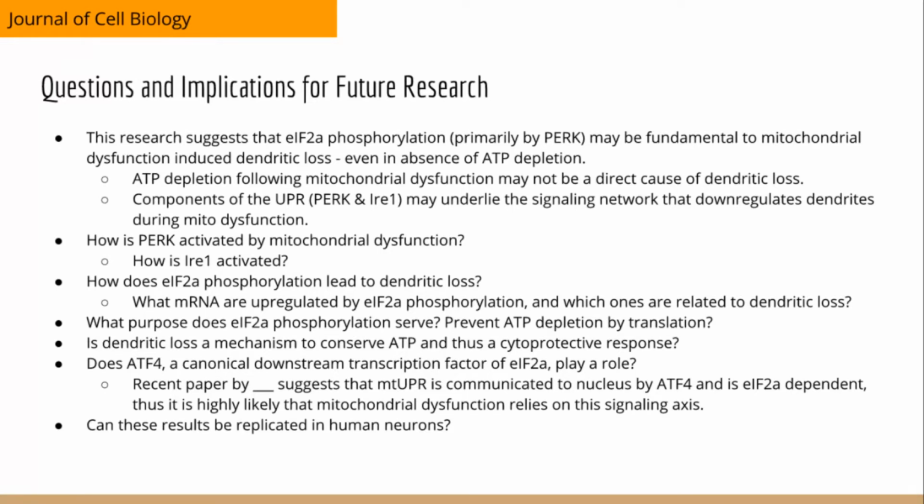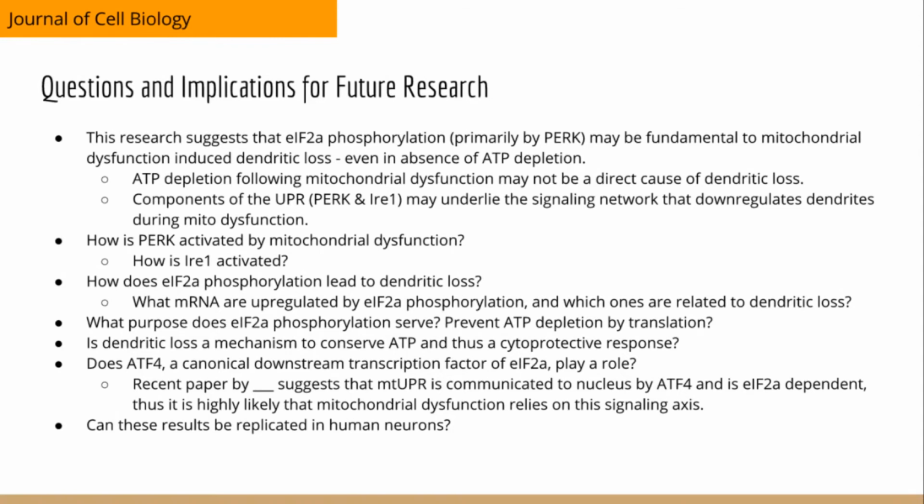Does ATF4, the canonical downstream transcription factor of eIF2a, play any role here? So I was stunned the authors didn't actually investigate this. ATF4 is a transcription factor activated by eIF2a phosphorylation because it's only translated by alternative open reading frame translation. In fact, a recent paper by Quiros et al., published just 3 months before this paper, found that ATF4 was the primary transcription factor that communicated the mitochondrial unfolded protein response. And additionally, ATF4 was eIF2a phosphorylation dependent in this paper.